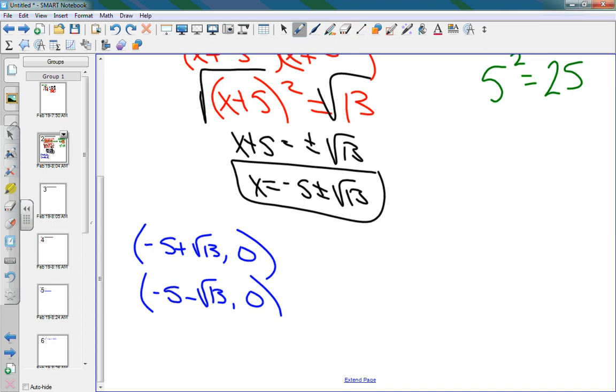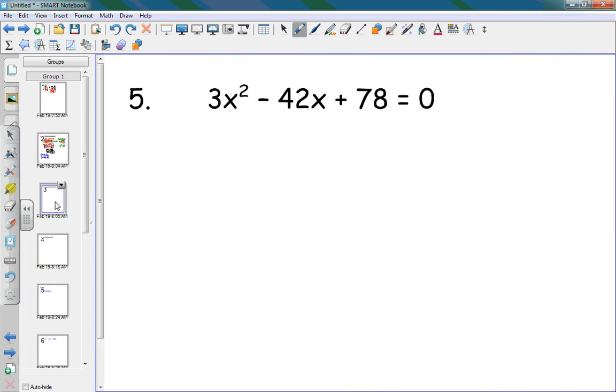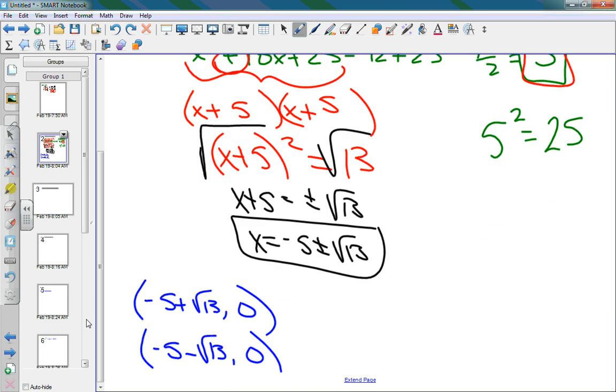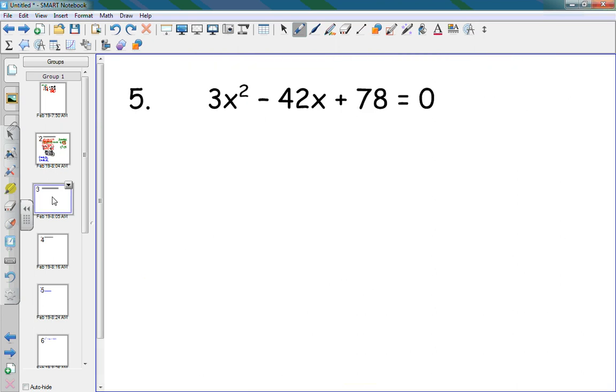Okay? Now this is number 1. Now let's go ahead and do number 5 together. Number 5 is a little bit more difficult, and the reason why number 5 is a little bit more difficult is what do you notice there? The 3 and the x. Because the leading coefficient is what? It is a 3. So since it's a 3, I have to do something special.